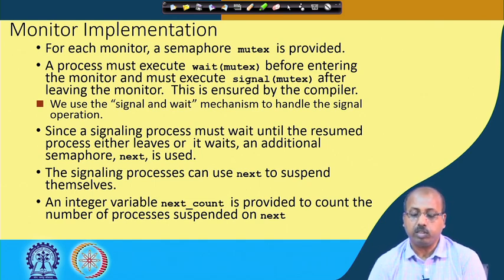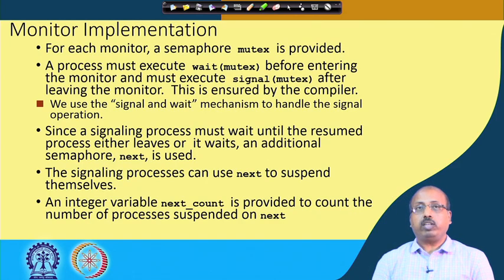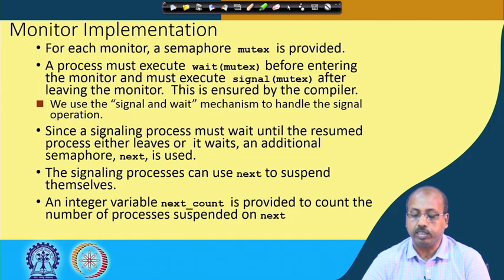So, for each monitor we create a semaphore mutex. This is required because we want that at one point of time only one process can be inside the monitor. So, mutual exclusion has to be provided. So, mutex lock is definitely required. So, one binary semaphore mutex is provided. A process must execute wait mutex before entering the monitor and must execute signal mutex after leaving the monitor. So, the compiler will ensure that this is done.